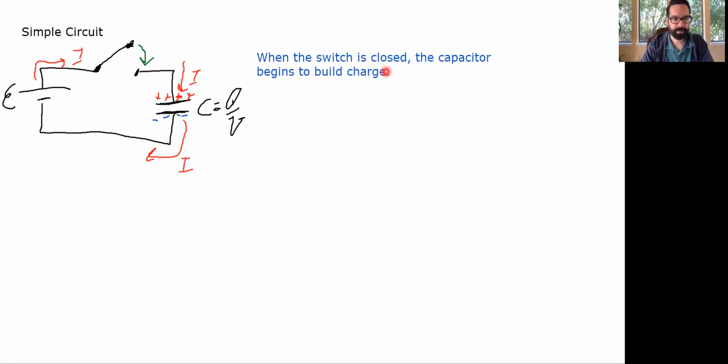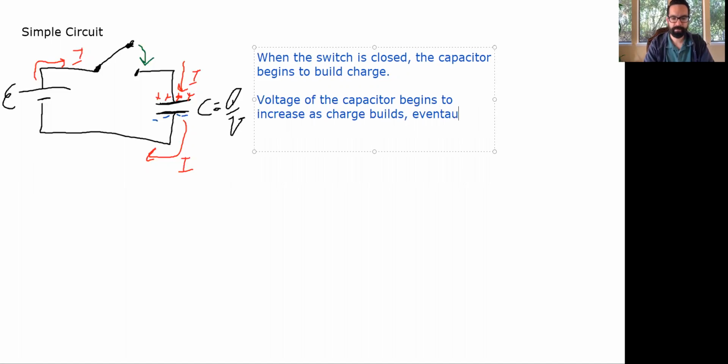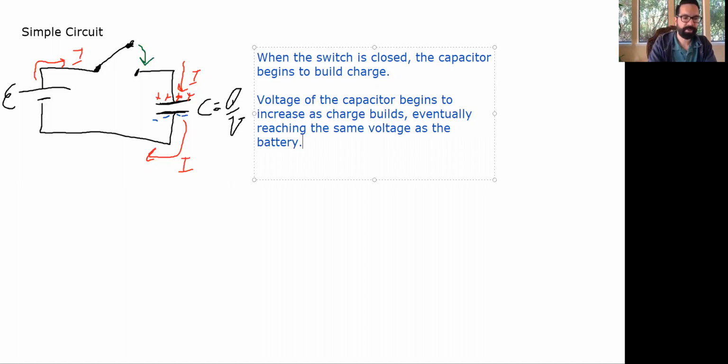Okay. So let me add that into my note here. The voltage of the capacitor begins to increase, eventually reaching the same voltage as the battery. Okay, so how do I know it's going to reach the same voltage as the battery?